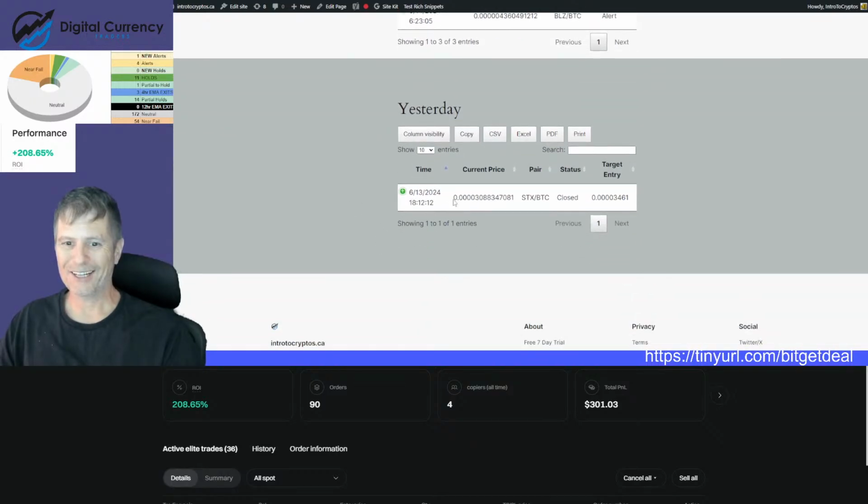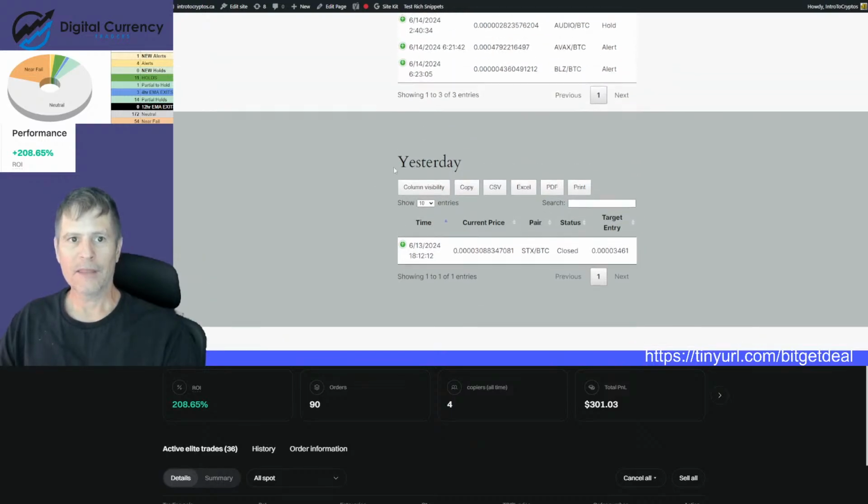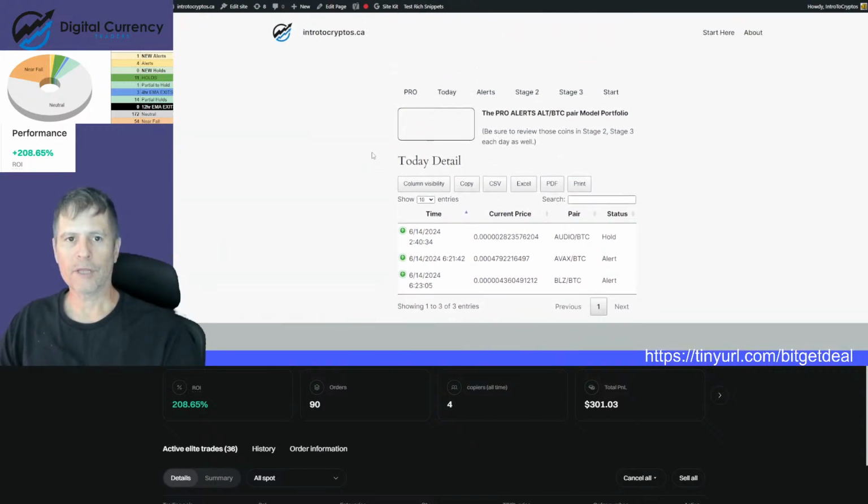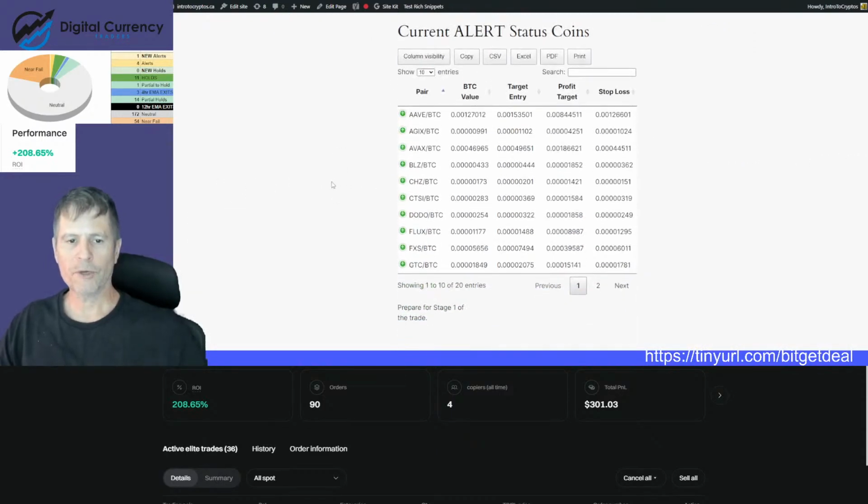Yesterday we had a close on STX, which burned me because that wicked us in and kicked us out. I have to show you that chart. It's an important one. But before I do that, I want to go over the alerts that are active right now. So you can take a screenshot of this and you can go through each of these charts.